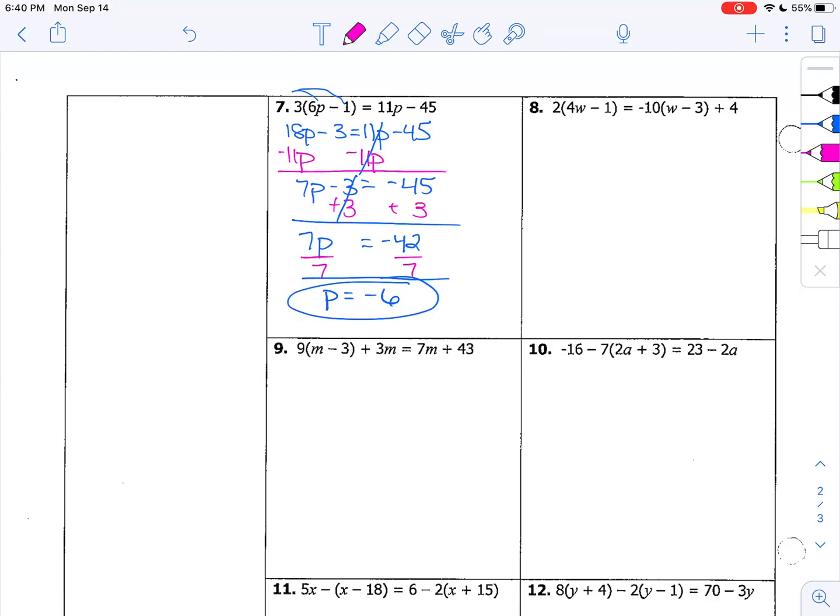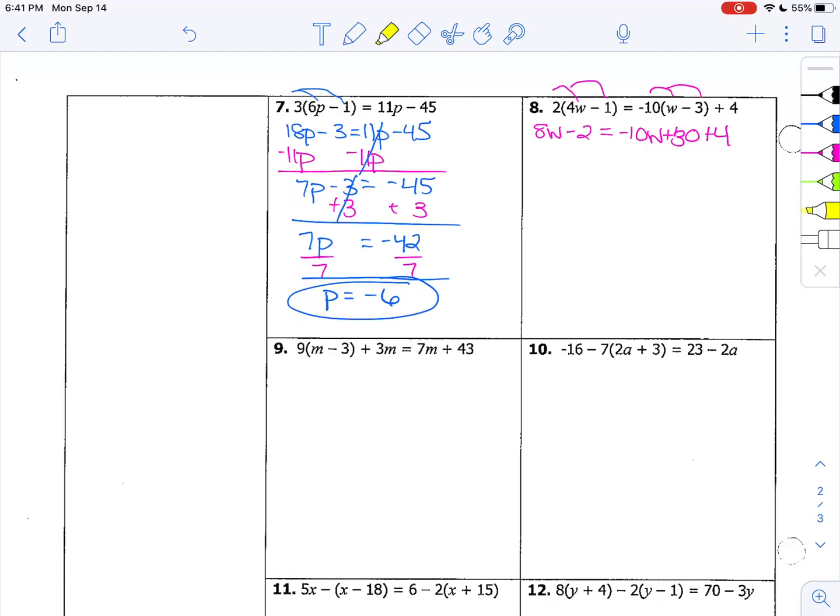Number 8. Number 8 has two sets of parentheses, which means we are going to have to distribute twice. The first time we distribute, 2 times 4w is 8w. 2 times negative 1 is negative 2. Equals negative 10 times w is negative 10w. Negative 10 times negative 3 is positive 30. Don't forget to bring down your plus 4.